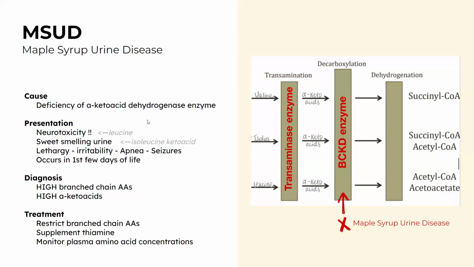For the cause, again, we mentioned that it's a deficiency in the enzyme here, the branched chain keto acid dehydrogenase. For the presentation, you're going to see neurotoxicity. This is because leucine is going to be damaging to the structures in your brain and the nerves. And the second thing is sweet smelling urine. We already mentioned that the urine smells sweet. That's why the disease is called maple syrup urine. And this is caused by the isoleucine keto acid. So remember what causes what. So remember which one is the one that causes the smell and what causes neurotoxicity.